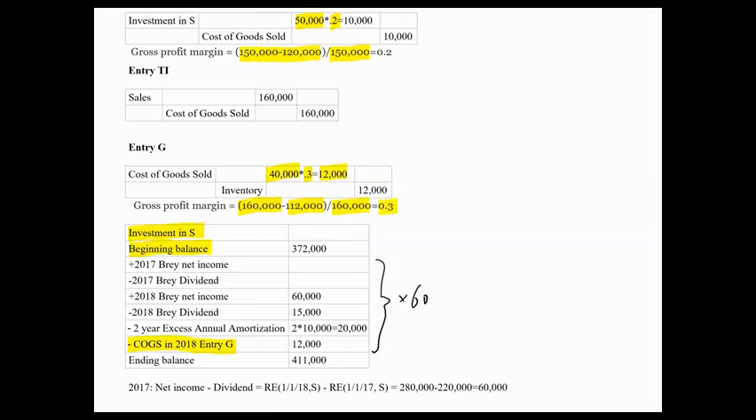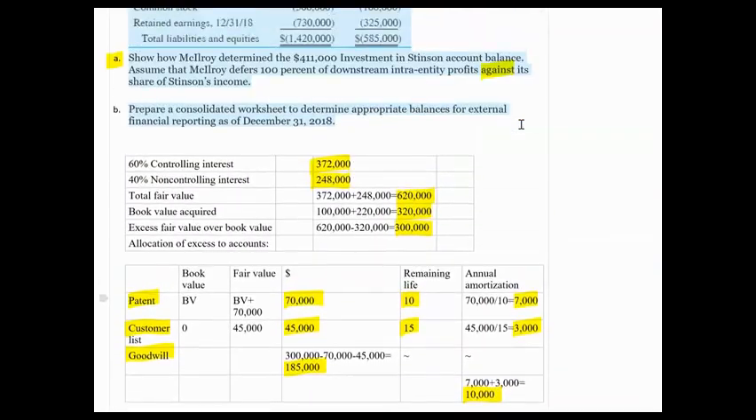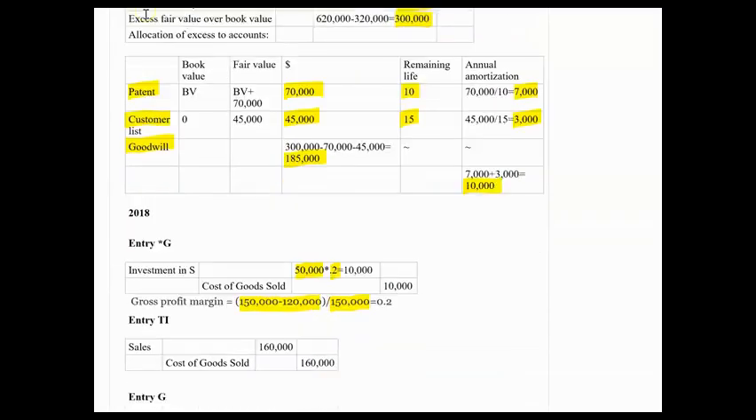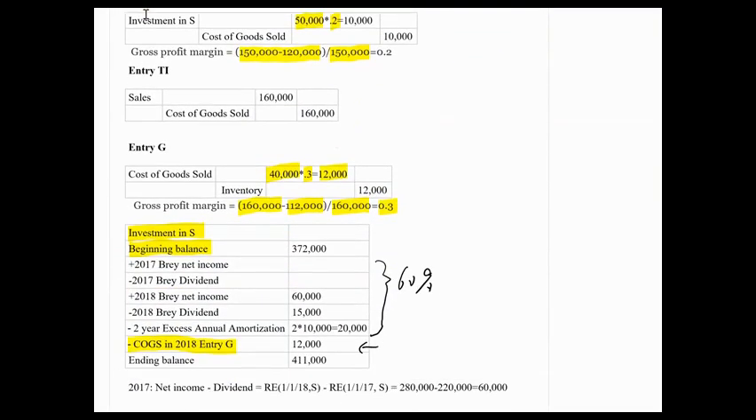We have to times 60%. Oh, sorry, not all of them. Okay, this amount over here. Okay, that's 60%. The reason that we keep this 12,000 out is because the question told us that we will defer 100% of downstream intra-entity profit against this share of Instinct income. Okay, so 100% of that 12,000 will be deducted from investment income.